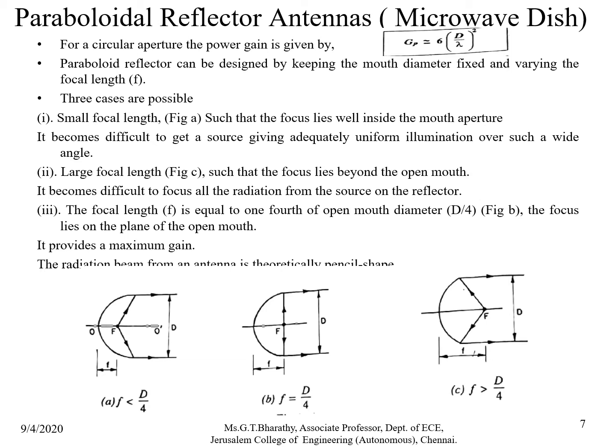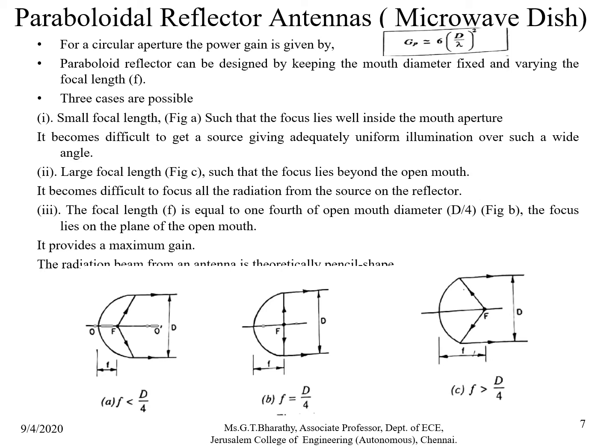A paraboloid reflector can be designed by keeping the mouth diameter D fixed and varying the focal length F. Three cases are possible. The first case is the smaller focal length, shown in diagram A, where F is less than D by 4. In that condition the focus lies well inside the mouth of the parabolic reflector aperture. So it becomes difficult to get a source giving adequately uniform illumination over such a wide angle.